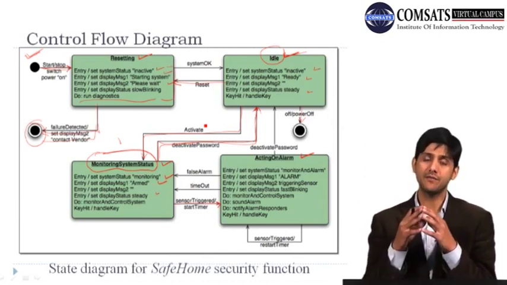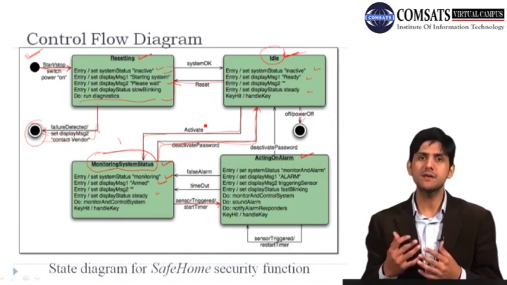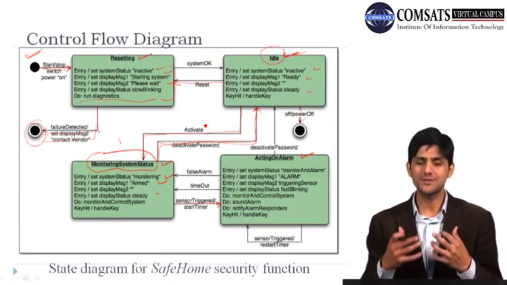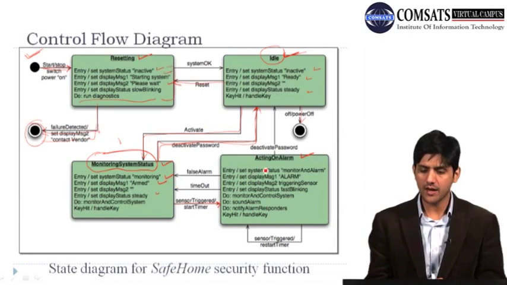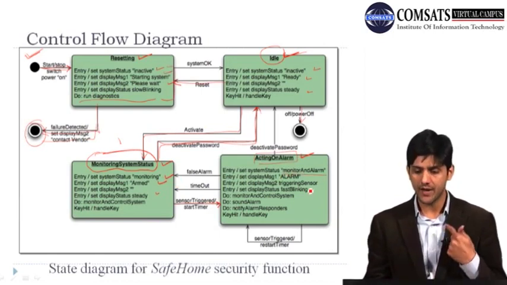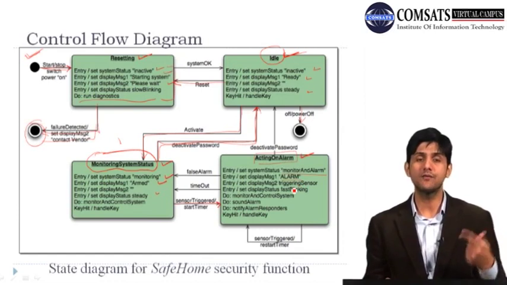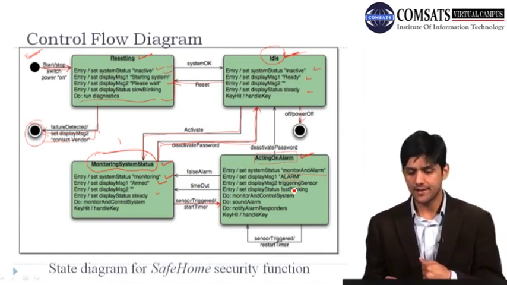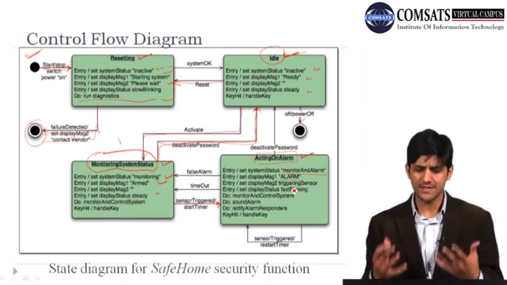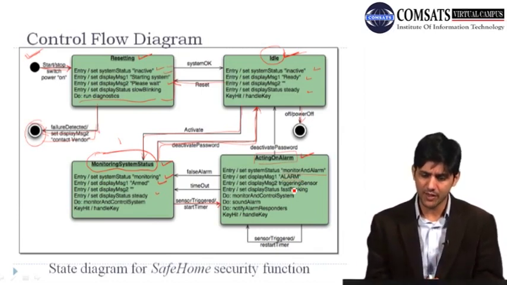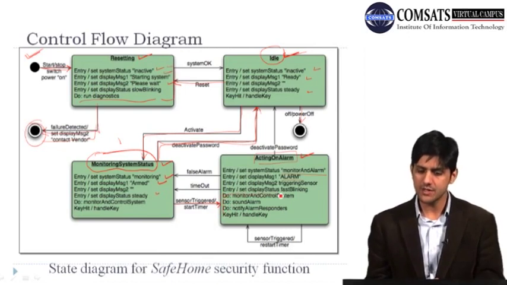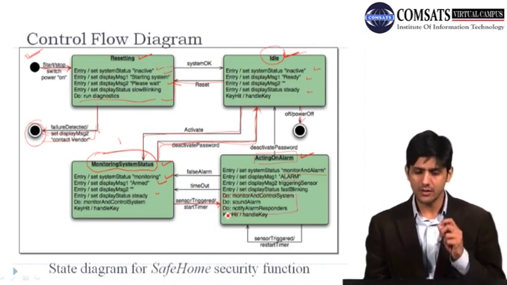If I sense a certain sensor and certain control information is triggered, then I go into this acting on alarm state. Okay. And I display that my status is monitor and alarm, and an alarm is being triggered, and I also display the information of the triggering sensors, and I also sound the alarm, and I do lots of these things. So these actions which are listed here are the things which are done at this particular state.